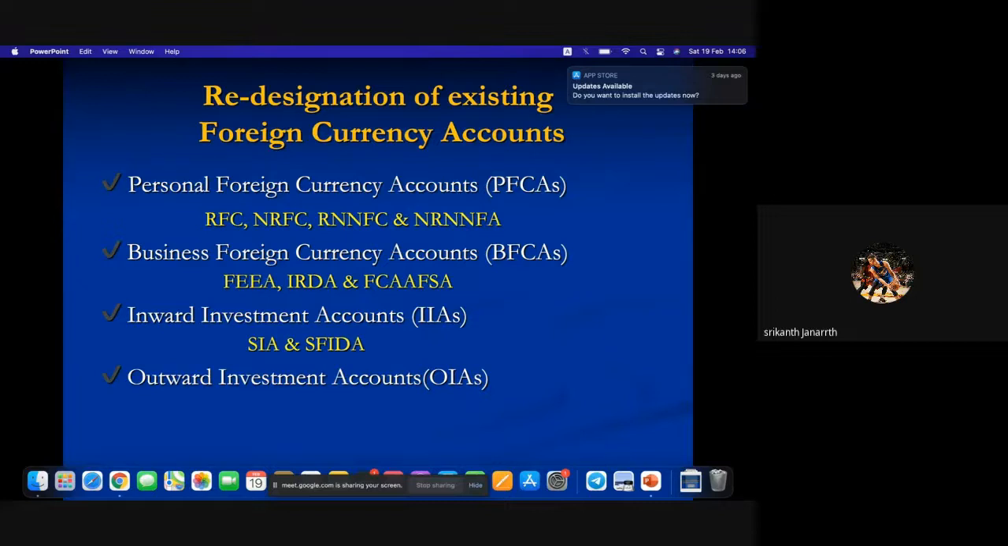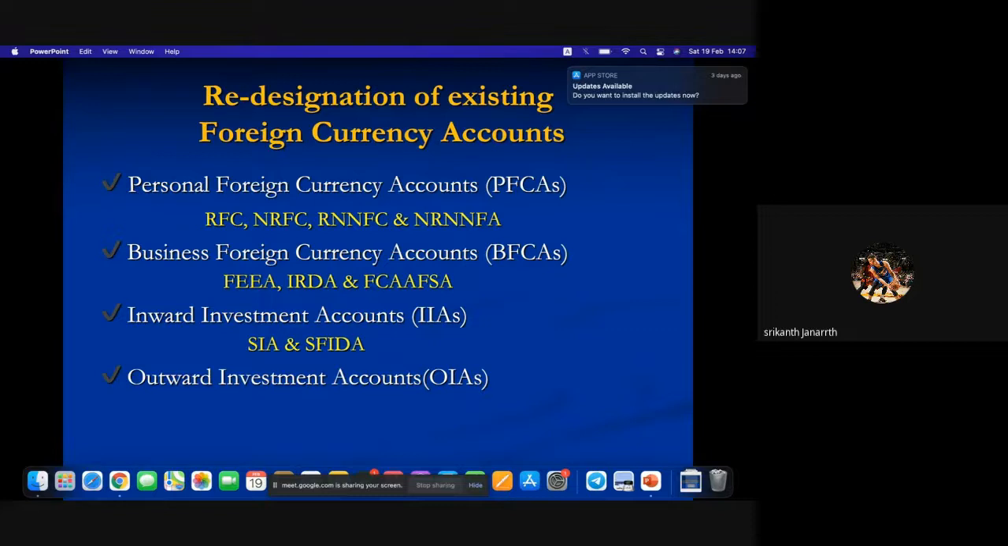So when Central Bank revised this Exchange Control Act into the Foreign Exchange Act, they amalgamated all those 4 accounts and put them together. They now categorize it as the personal foreign currency account. So if anybody says I have an RFC account, I have an NRFC account, I have an RNNFC account, or I have an NRNNFA, these accounts are not in existence anymore. It is only the PFCA account that is currently operated. These 4 accounts are no more, right?